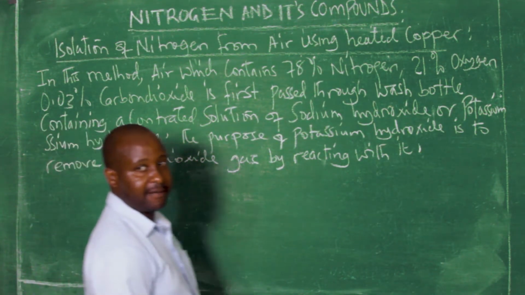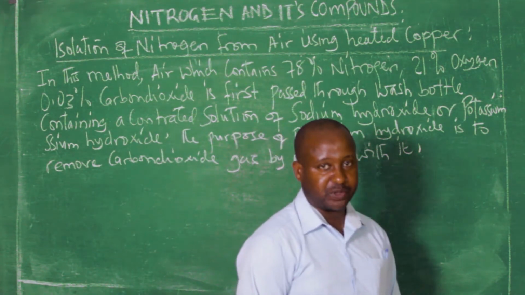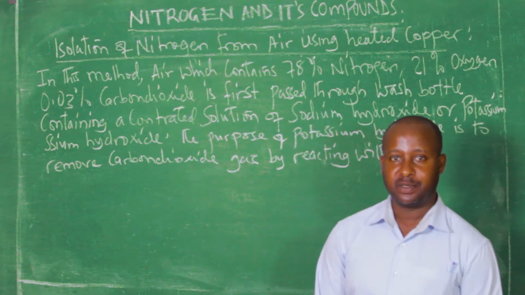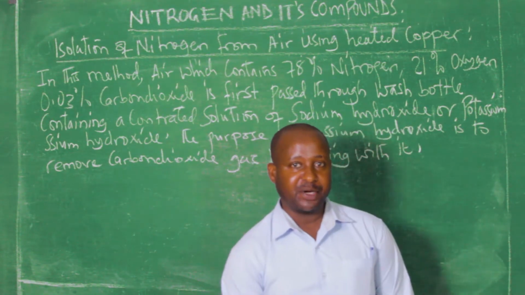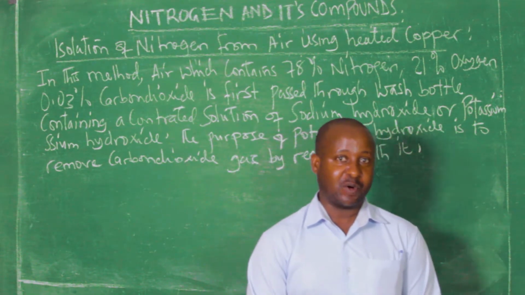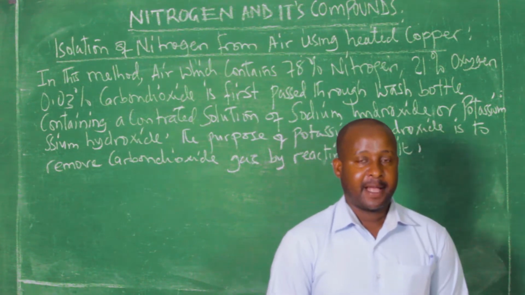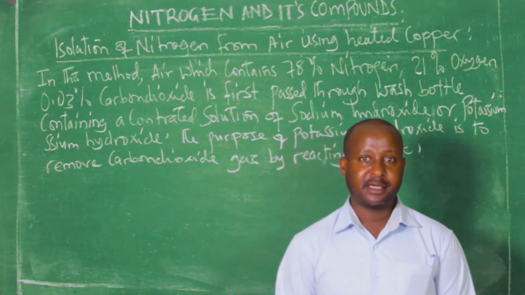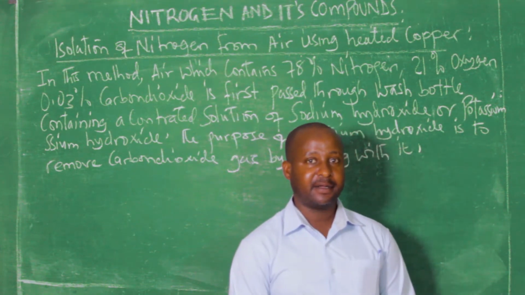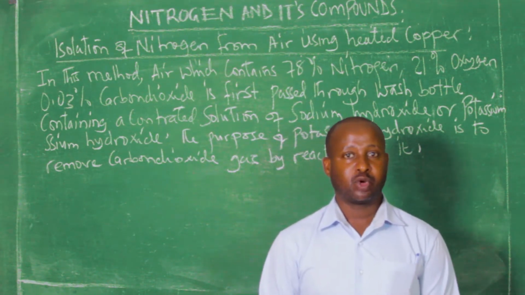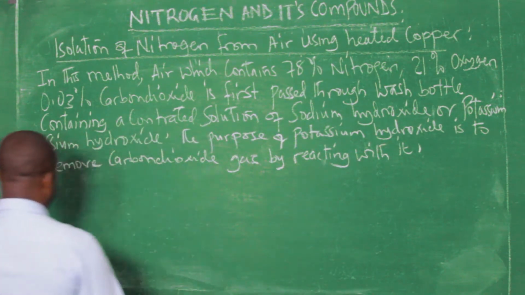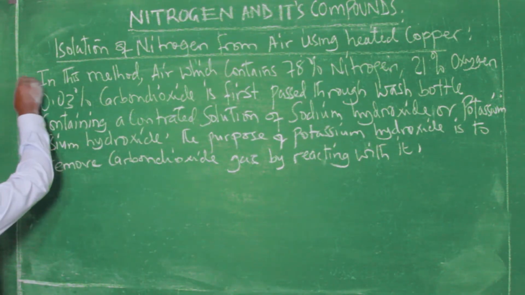From the second wash bottle, air is then passed into the combustion tube where it reacts with copper metal. And copper metal here reacts with the oxygen part of the air, producing copper 2 oxide. Here we can note this down.